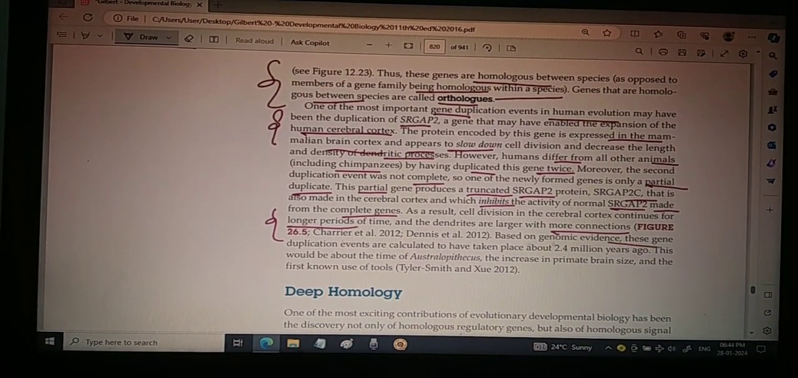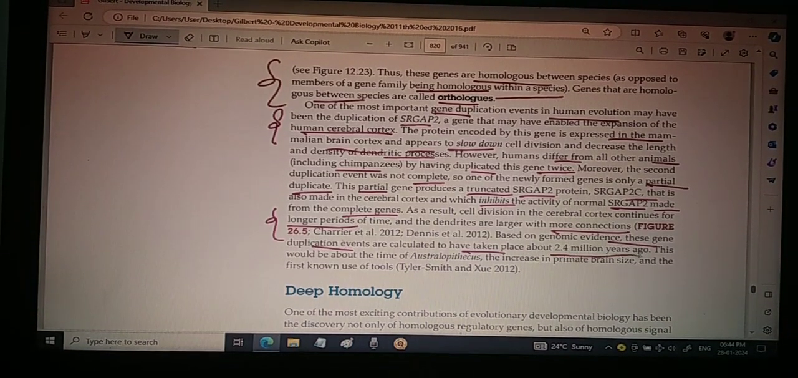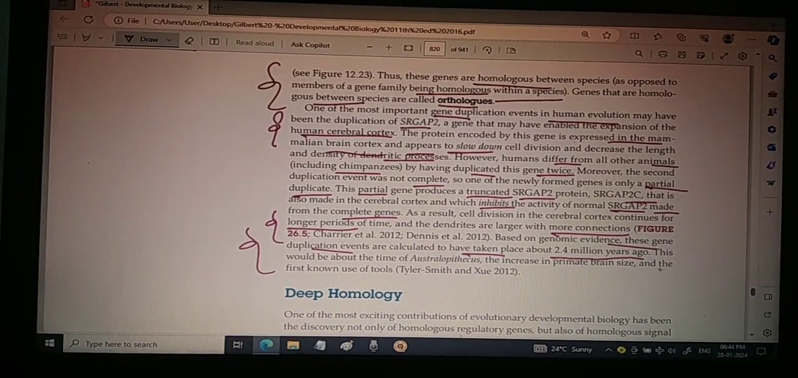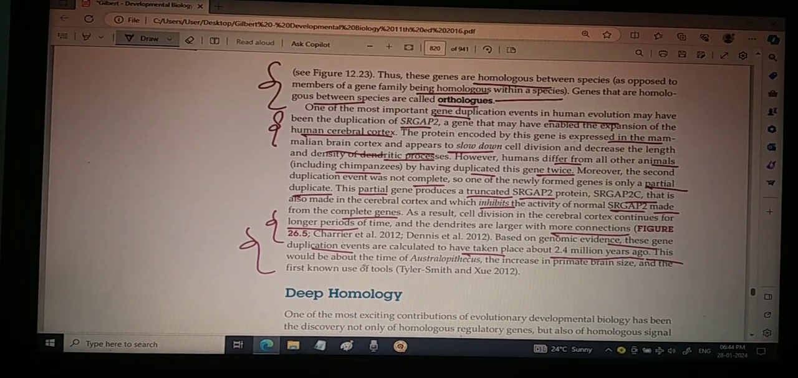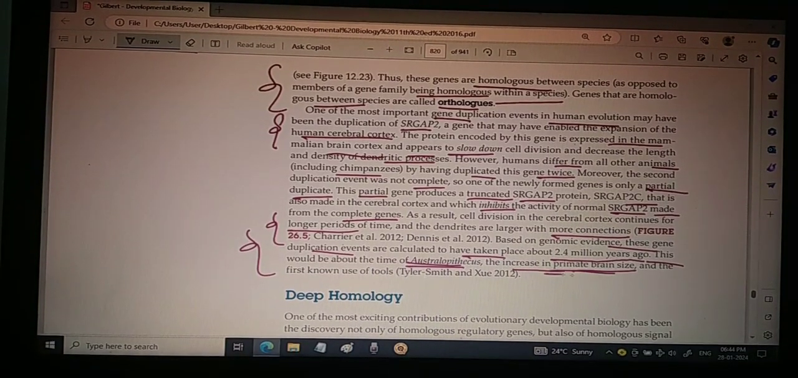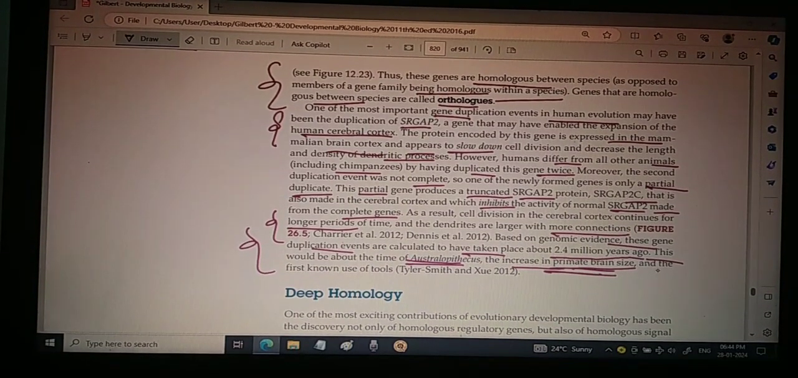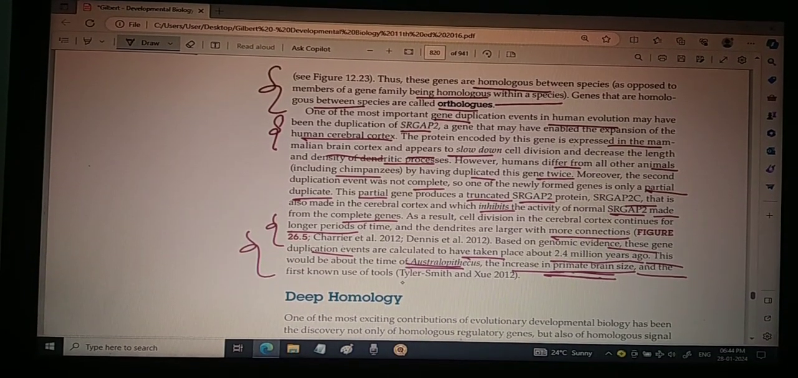Based on genomic evidence, the gene duplication events are calculated to have taken place about 2.4 million years ago. This is the time frame data. This would be about the time of Australopithecus, the increase in primate brain size. The primate brain size increased due to this gene duplication, along with the first known use of tools. Tyler-Smith and Liu, 2012.